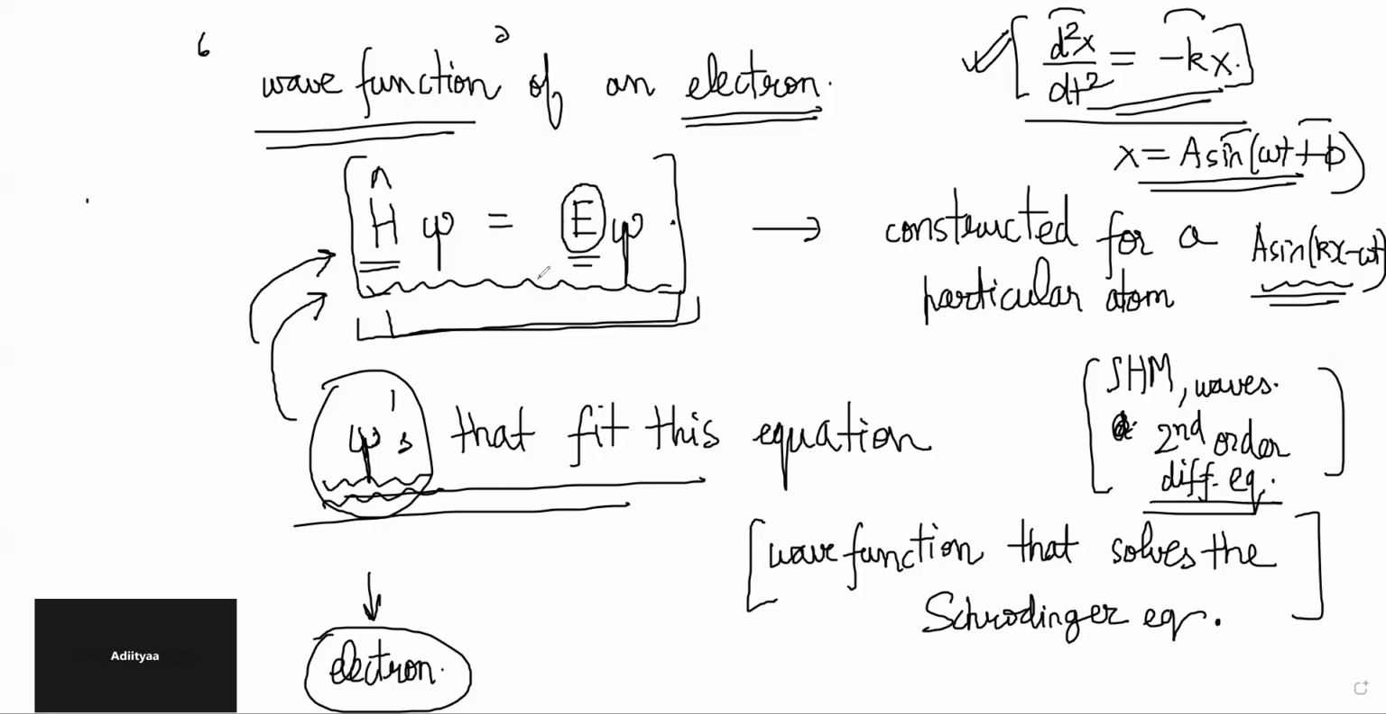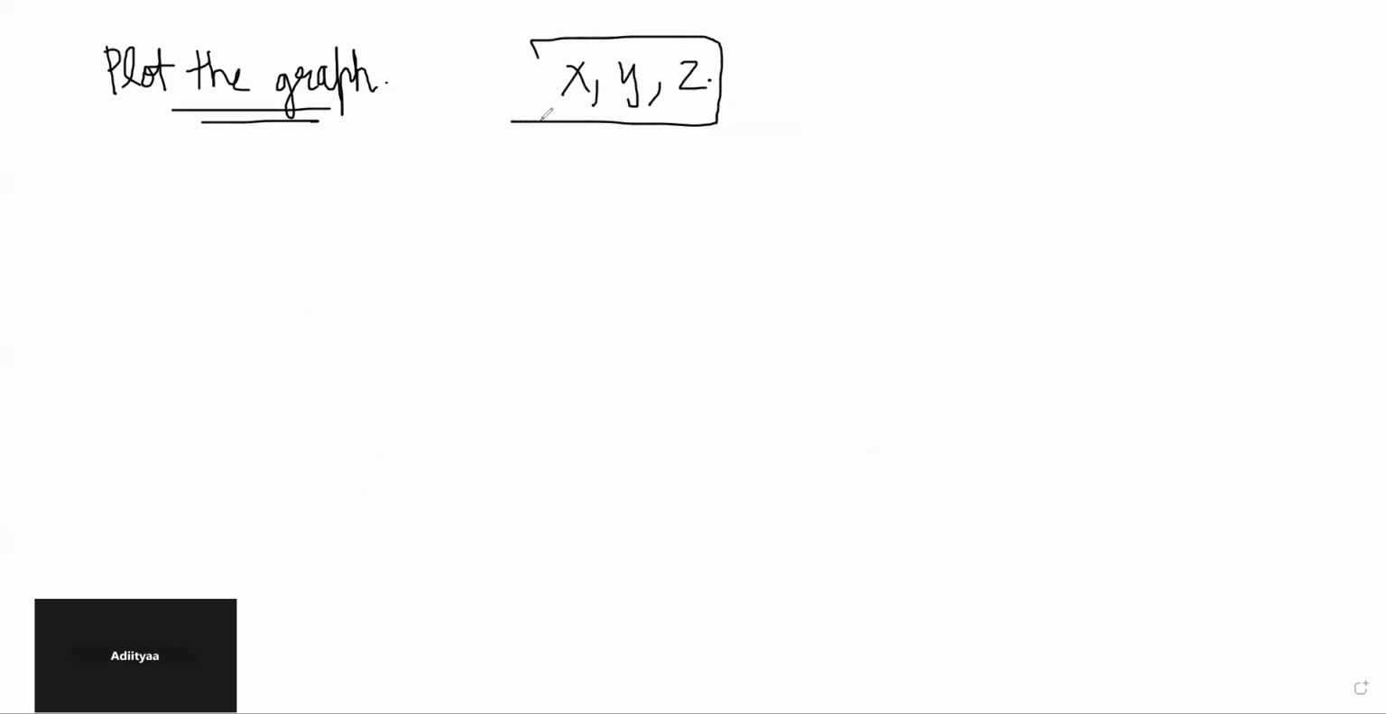That wave function you can plot. You can plot the graph of that wave function, how it looks. Because in XYZ, in 3 dimensions, you can plot it, right? And the graph of that wave function, it will be very complicated, tells you the electron density, how the electron will be distributed around the atom. Do you understand what I'm saying?